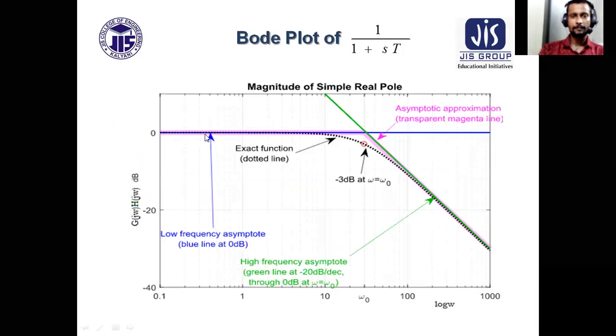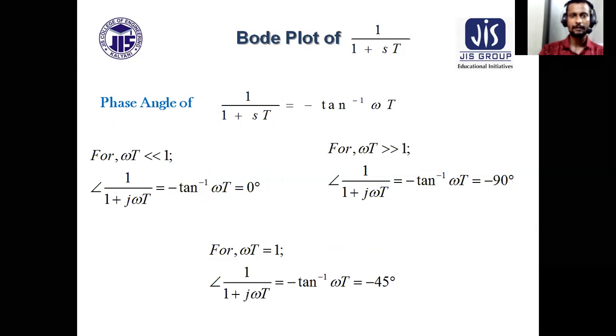So this magnitude plot is hopefully clear to everyone. Now let us move to another plot, that is the phase angle plot. As we know, a Bode plot comprises two plots, magnitude plot and phase angle plot. So let us start discussing the phase angle plot. 1 by 1 plus st could be written as 1 by 1 plus j omega t. Now a plus jb will have a phase angle of tan inverse b by a.